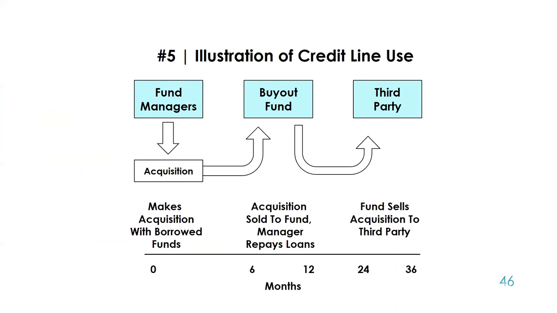So this is a chart that sort of shows you how it works. They buy the firm, then drop it in the fund, and I guess, like most of their investments, they hope to sell it.